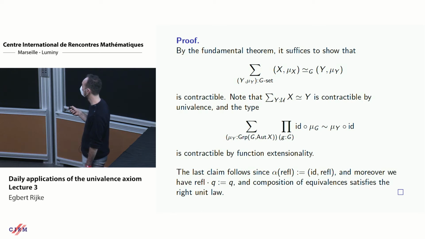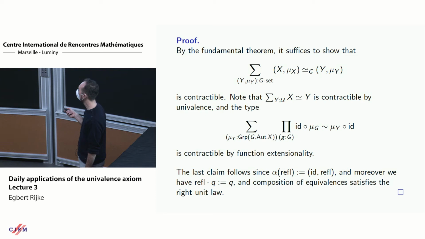you note that the type of actions of G on X, but the one that should come from Y, this is not a typo, such that some square commutes, that is also contractible by function extensionality. So what I'm saying here is this is a big sigma type, but you rearrange things and you recognize that two things are contractible, and they are bunched up and make something contractible. So that's why that works.